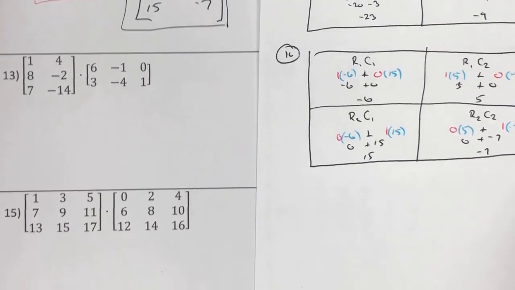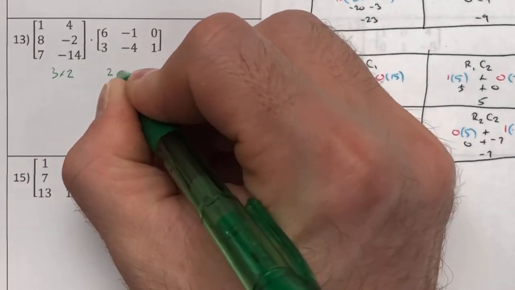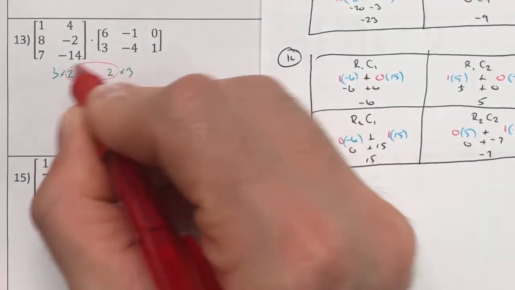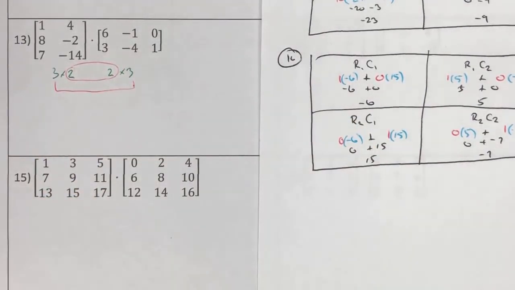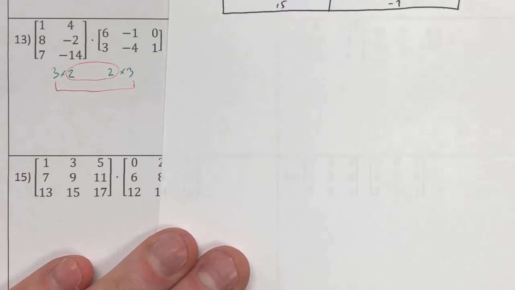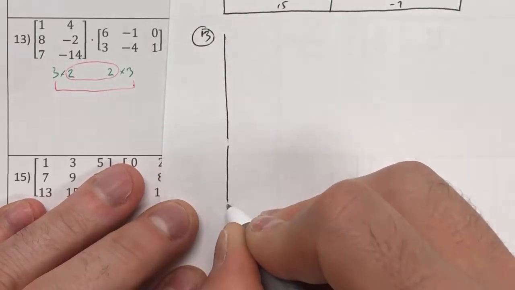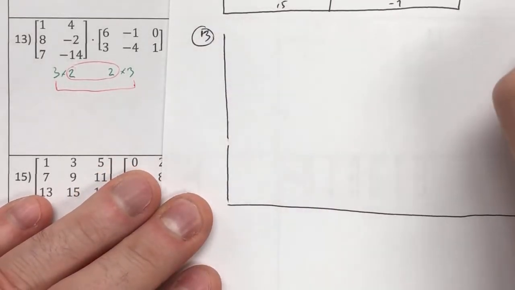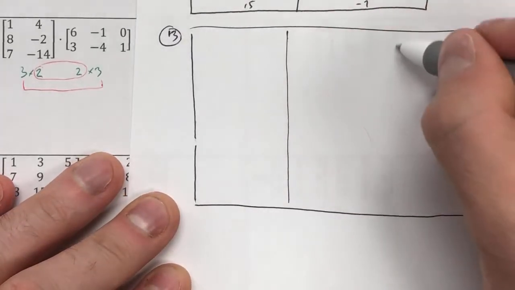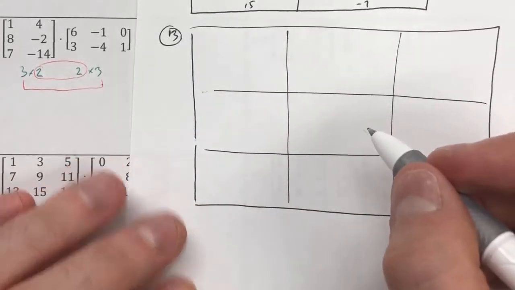So let's pop off to something that's a little bigger. With this one, I have 3 rows and 2 columns, and 2 rows and 3 columns. What I notice is that my dot product is compatible, but I will produce a 3 by 3 matrix. So on my little scratch sheet, I'm going to have to give myself a little more room. So number 13, I'm going to create enough space. I'm going to have a 3 by 3. I hope this is enough room.